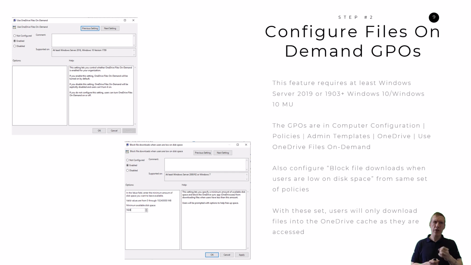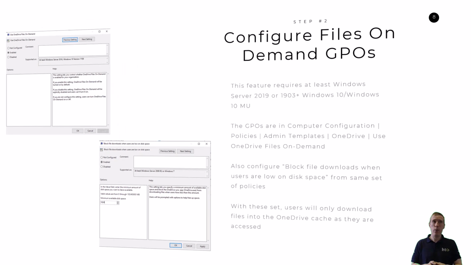Now, the GPO for Files On-Demand is located at Computer Configuration, Policies, Administrative Templates, OneDrive, Use OneDrive Files On-Demand. And the GPO actually says that it works on Server 2016, but that's an error, so don't get your hopes up. I'd also ideally configure a second option from this set of GPOs, which is Block file downloads when users are low on disk space, which means if the server host is in a low disk space state, they won't be able to cache any more files from OneDrive until you resolve that disk space issue.